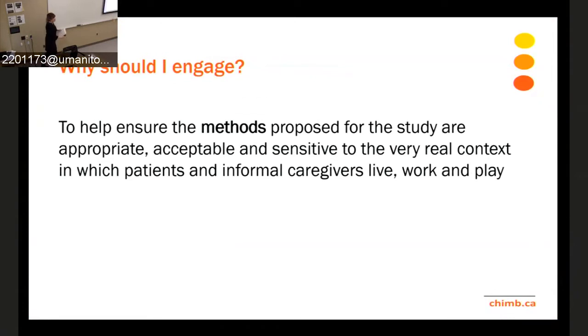And then that way they improve the amount of people wanting to actually participate in the study, because the methods being used actually are responsive to the way in which people live, work, and play.